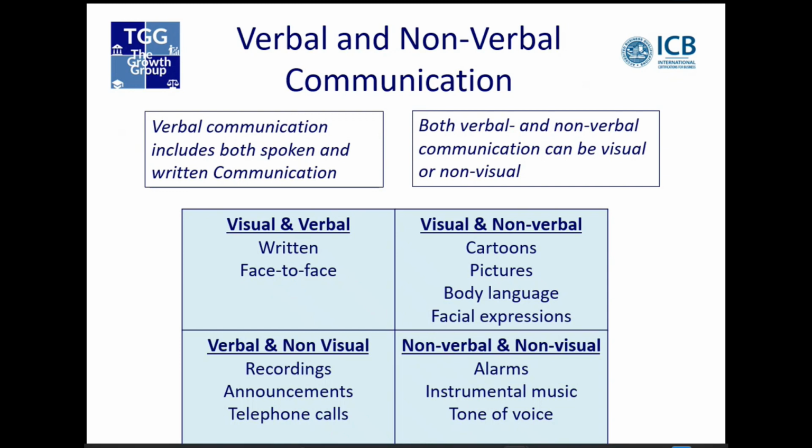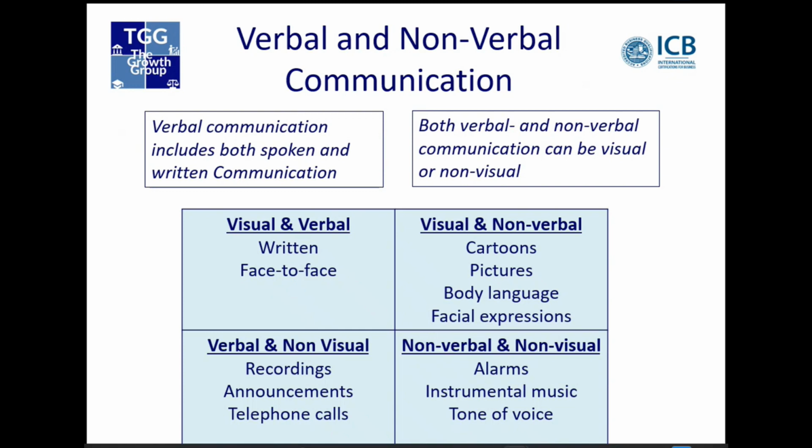The next category is communication that is visual but non-verbal, and there we can think of cartoons, cartoons without the character speaking, pictures, body language, and facial expressions. And then lastly, we have communication that is both non-verbal and non-visual. There you can think of something like an alarm that's going off. You know exactly what to do, but it's neither verbal nor visual. Instrumental music can communicate very powerfully, but it is neither visual nor verbal.